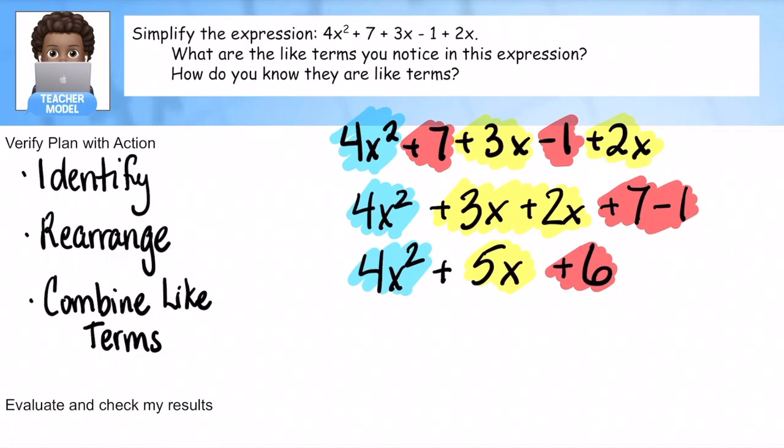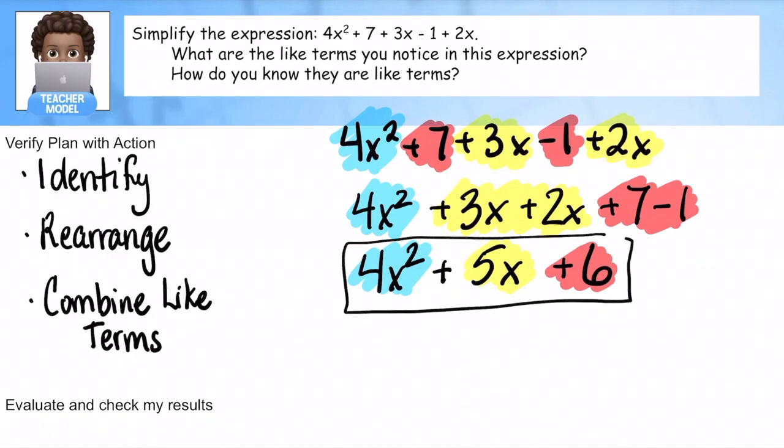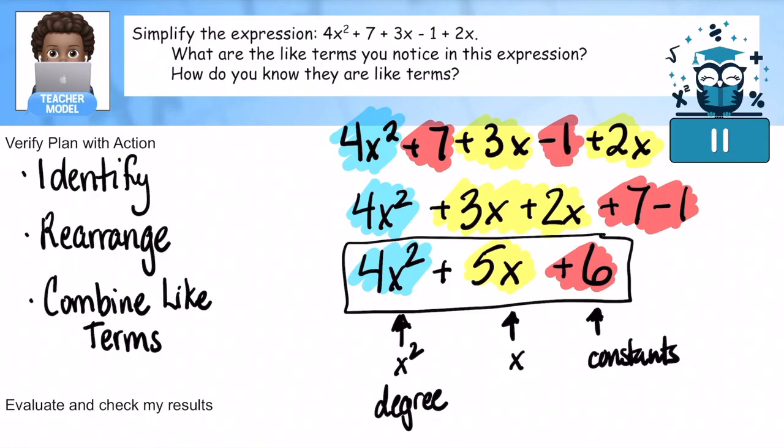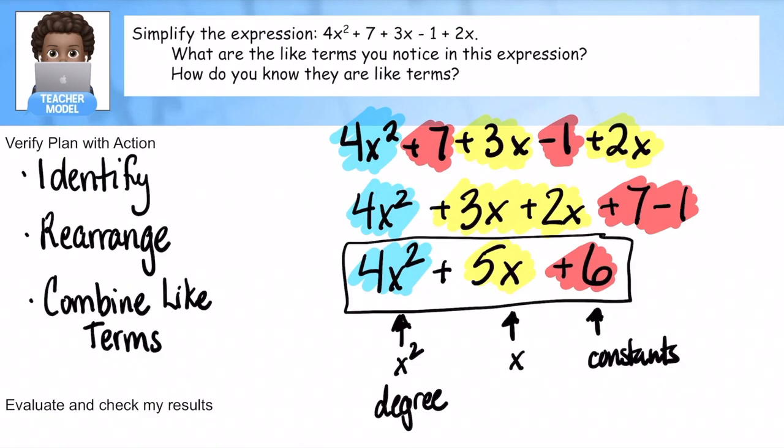I can't go any further because our terms are different. My x is to a different power. I have x's here, and I have my constants here. So constants, x, and x to a different power. And when you get older, we're going to call this degree. Our x is to a different degree than the other. So hit pause so you can jot this one down into your notes. Because now you know how to take even more complicated expressions and simplify them by combining like terms.